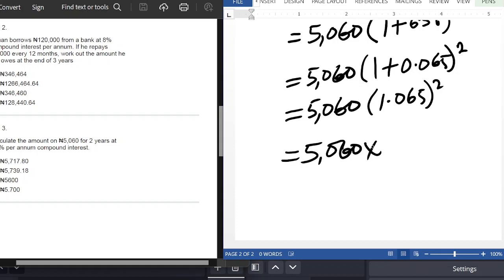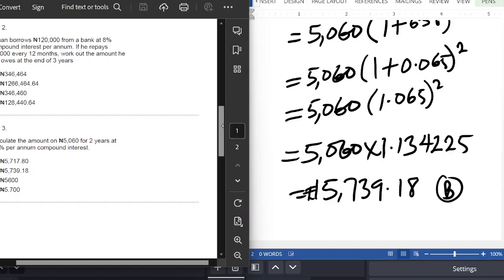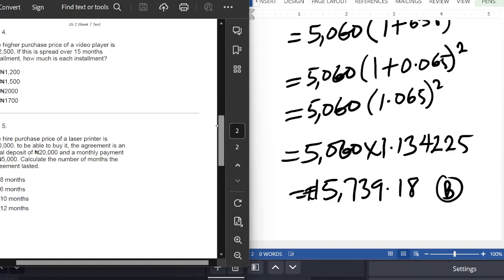So that gives us 1.134225. So let's multiply by 5,060, and that gives us 5,739.18. So that's 5,739 naira 18 kobo. That is option B. Then move to question number 4.